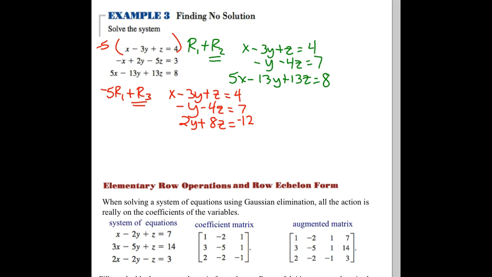All right, what's my next step? What, Carter? Okay, so we now want to combine rows 2 and 3 somehow, right, to get rid of the y's in row 3. So if we multiply row 2 by 2 and add it to row 3, would that work?